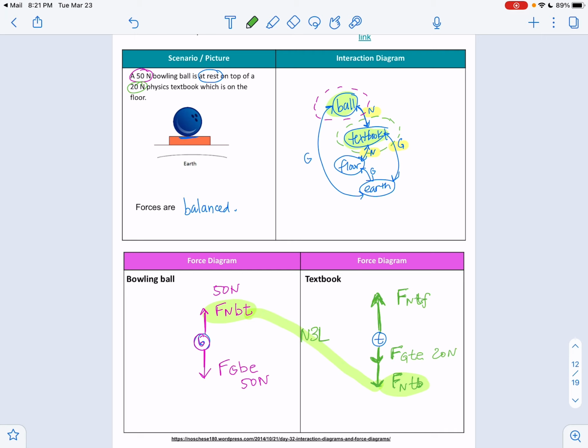So I know if on the left I see 50 Newtons, this guy has to be 50 Newtons because that's the same force. It's just the other side of it. And downward now, I have a total here of 70 Newtons: 20 from the FG of the textbook, 50 from the FN of the ball. So up, this has to be 70 because it has to be balanced. Not too bad except for the error, but hopefully you fixed it.